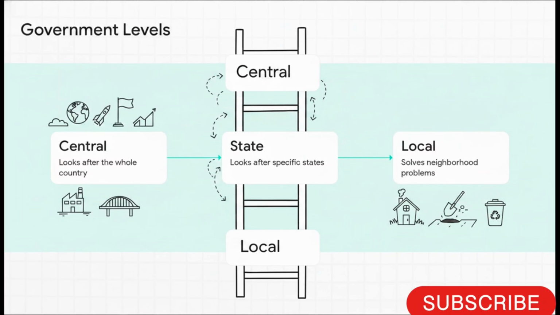So power steps down to the state government for regional infrastructure and specific state needs. And then it steps down once more to the local government. I mean, the president really shouldn't be the one fixing a pothole in your neighborhood. Responsibility trickles down so that problems are solved by the people actually closest to them.